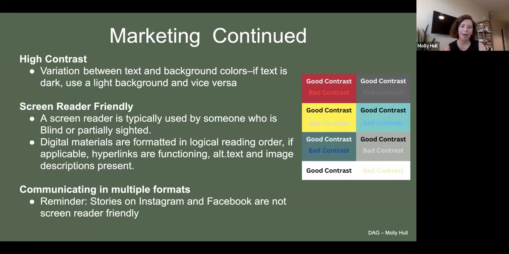But always keep in mind that if you are posting on social media, you're not solely posting that very important information in stories. Stories are not screen reader compatible because they do not allow you to include things like alt text or image descriptions. And they're also temporary. So if you are posting important information, always post that information as a post rather than a story so that you are creating the largest audience possible.